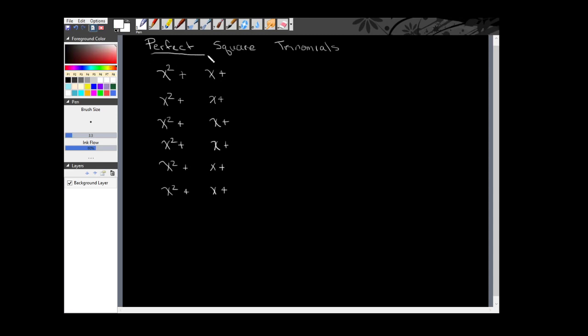Today we are going to be looking at a process called perfect square trinomials, which I think is one of the most interesting methods of factoring. So the first thing I'm going to show you is I want you to look for a pattern as I'm writing out these polynomials.